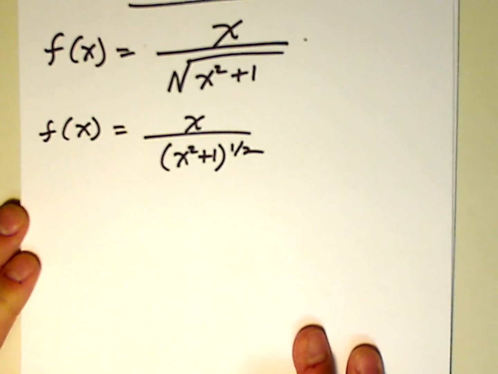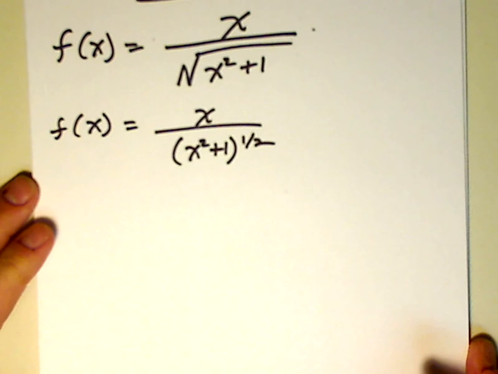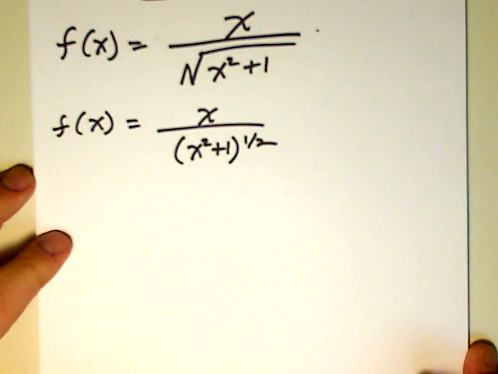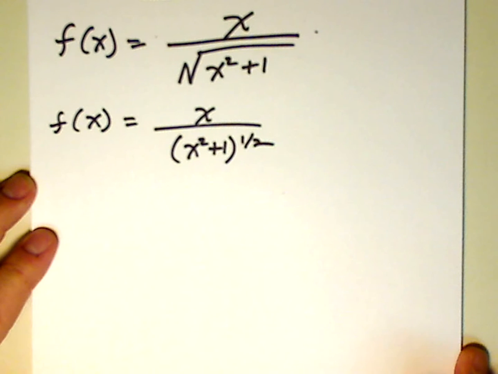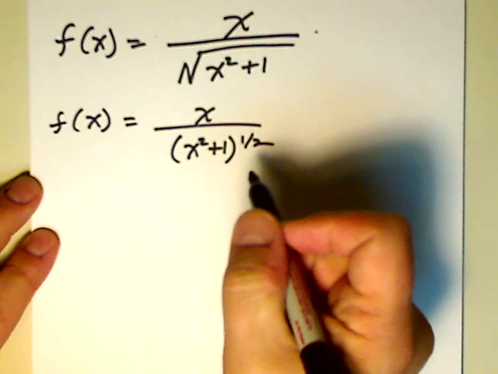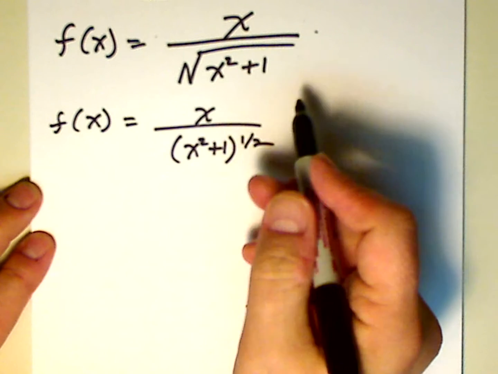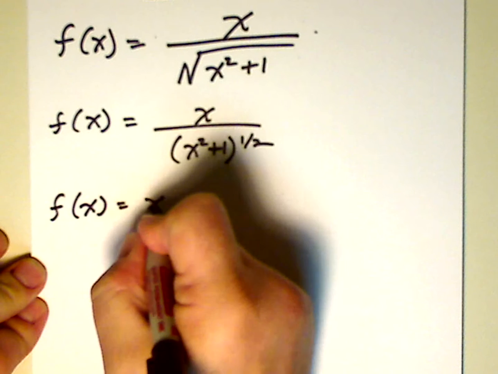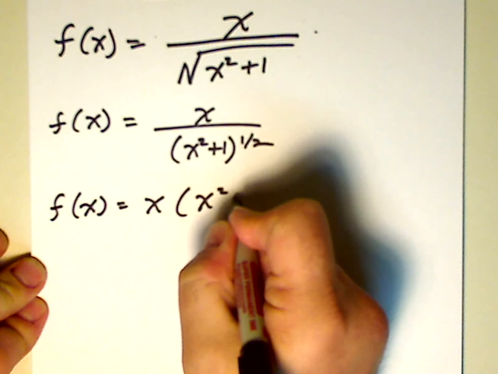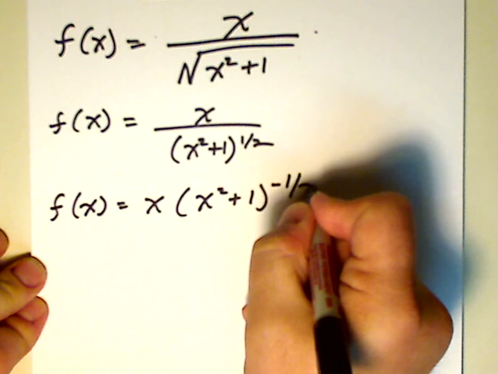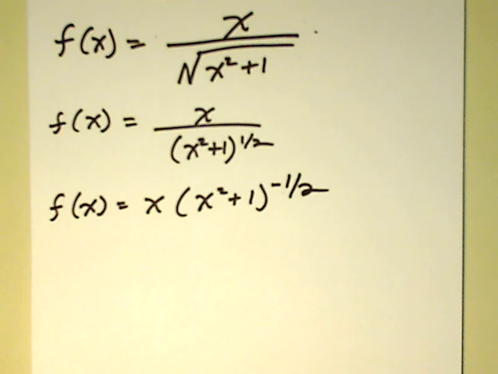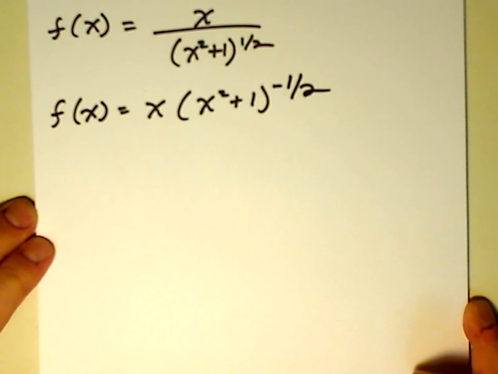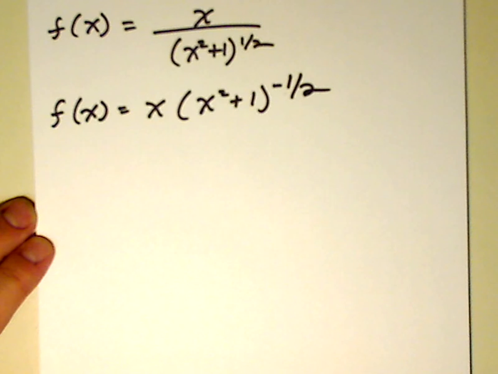And this is where I'm talking about burning the extra step. I could have done this on a test or homework. I would have done this all in one step if I were a student, but here's what we're doing. f of x is equal to x times x squared plus 1 to the negative 1/2. So we turned it into a product rule problem instead of a quotient rule problem by using the negative exponent.